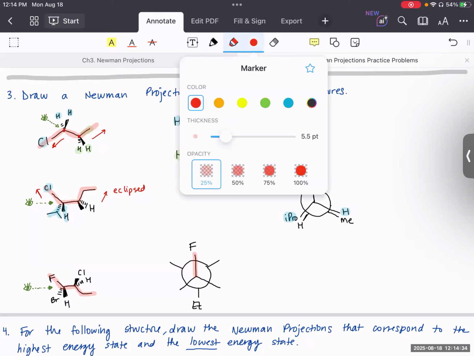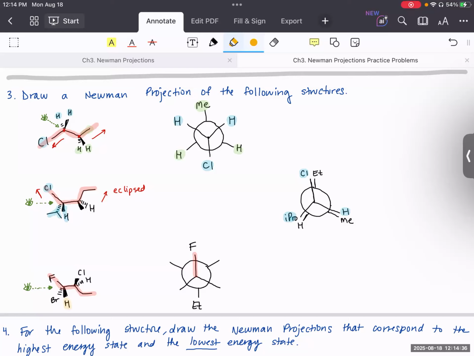Next, we have that the wedged groups here, this hydrogen and the chlorine, are going to be on the right side of the molecule. So that hydrogen will be here, and that chlorine will be here. And then we have the dash groups, so that bromine is on that front carbon, and the hydrogen is on that back carbon.